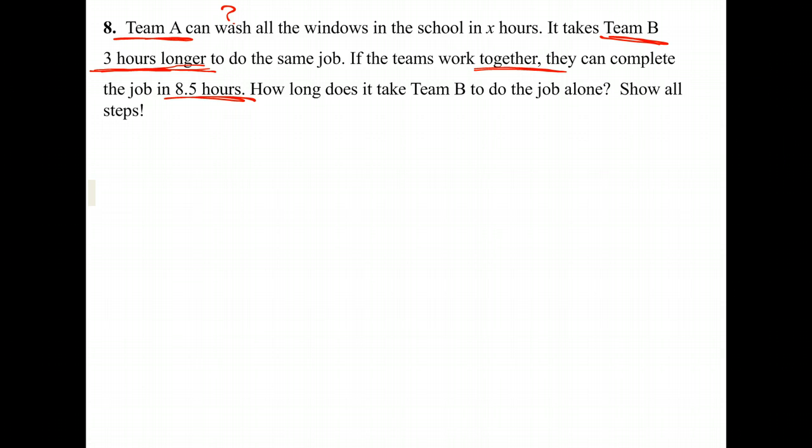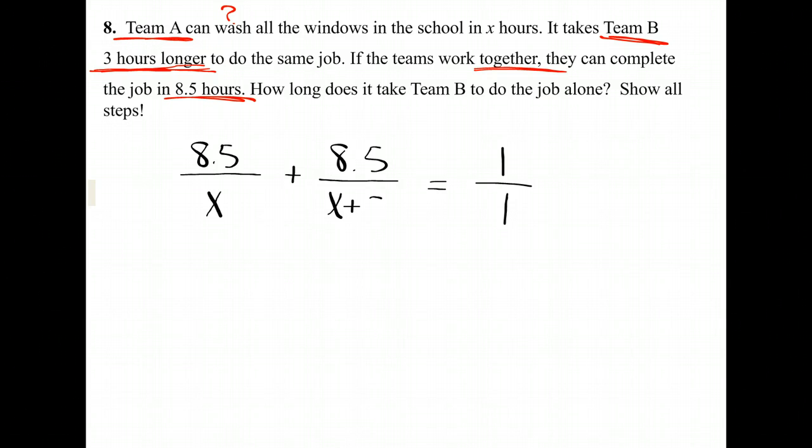Okay, so we don't know the rate. But we do know that they worked for 8.5 hours and they got the job done. So what that tells me is if they work for 8.5 hours, together, they are going to get one job done. I don't know their rate, but I know that one of the times was 3 hours longer than the other. So x would be how many hours it takes this team to do the whole school, and then this one would be x plus 3.